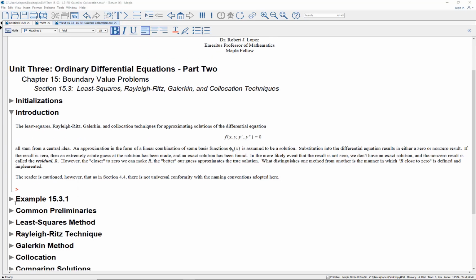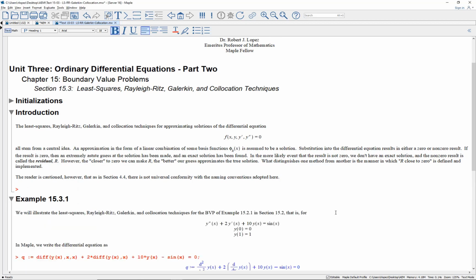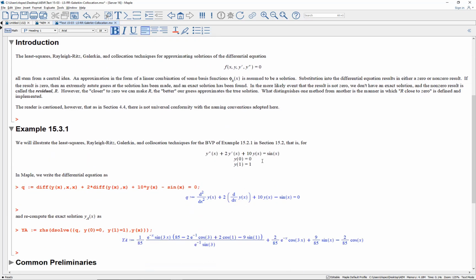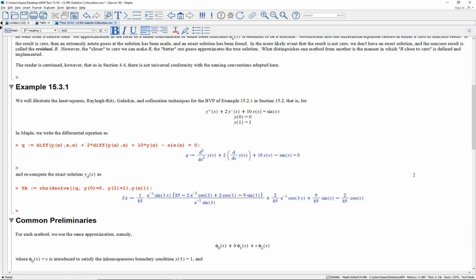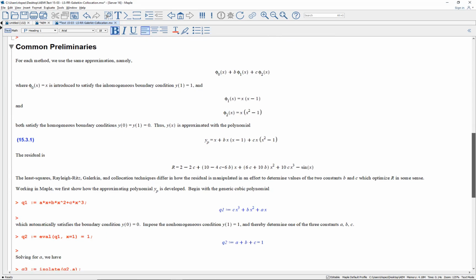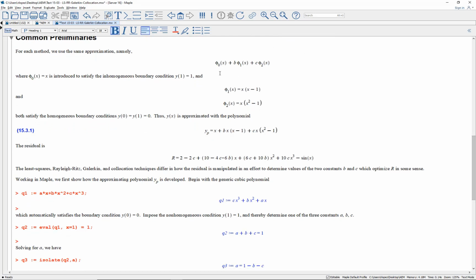I pick an example to make things concrete. So here is a specific example, a boundary value problem for which we can obtain an exact solution. Constant coefficients, second order linear, boundary conditions. Okay, so here in Maple, I get the exact solution. Now, since there are 4 techniques, there are some common preliminaries for each of these techniques. First of all, the approximation. This is what we're going to take as the approximation.